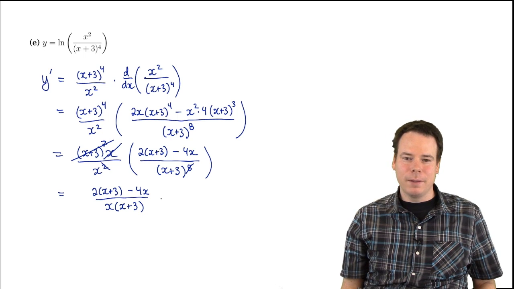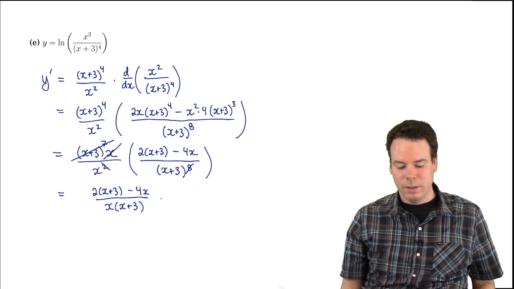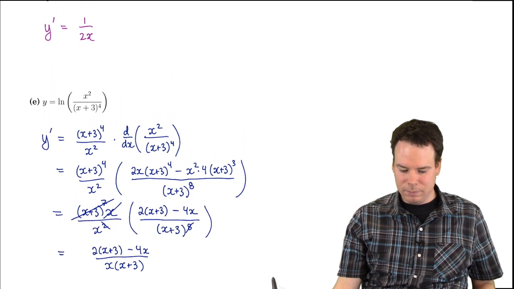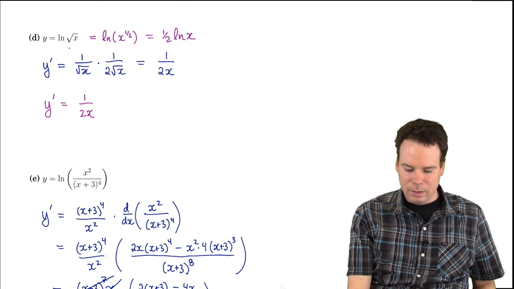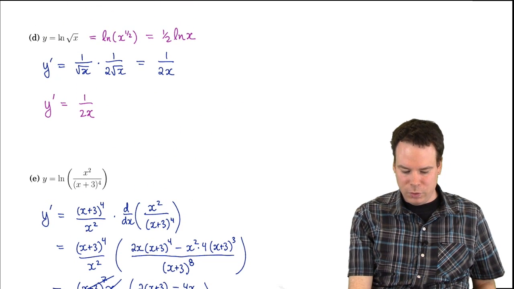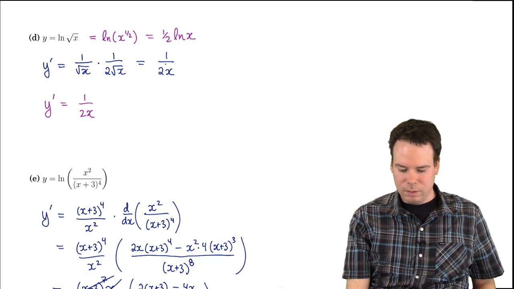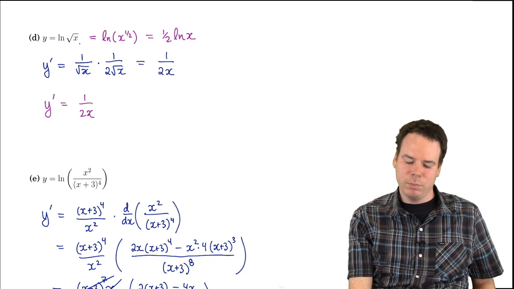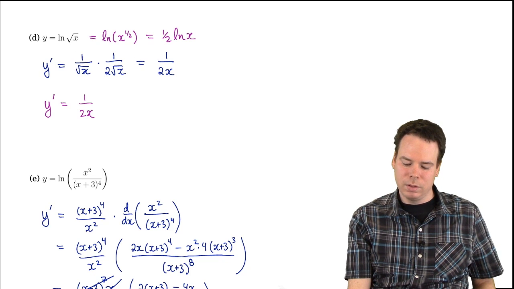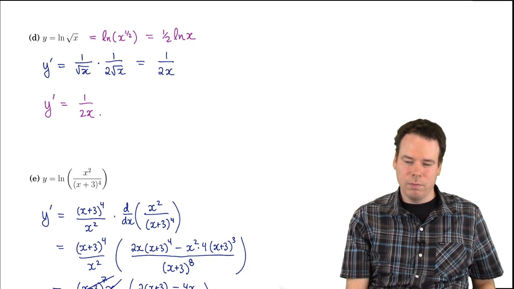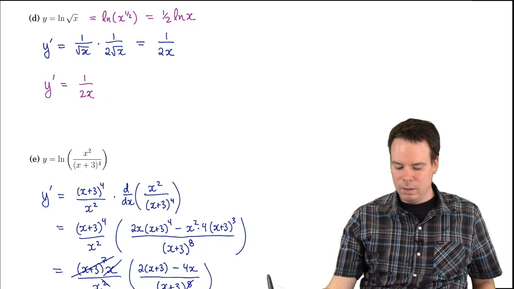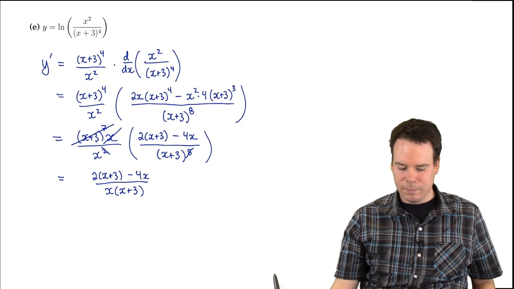Could we have done it a better way? Could we have done it a quicker way? Well, remember in this previous example where we first did it as a composition, but then we realized, hey, we could have rewritten the expression first using properties of logarithms and then taken the derivative of that equivalent expression. Could we do the same idea here?